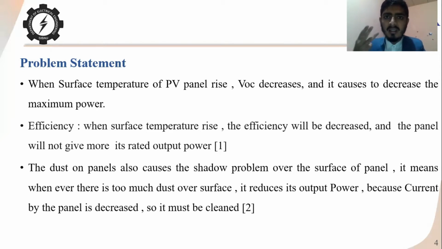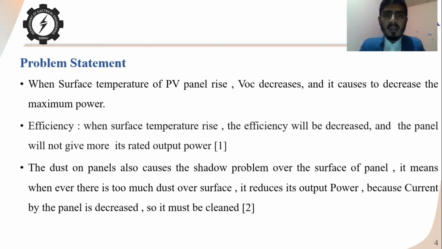Basically, there are three standard testing conditions of a PV panel. The first standard testing condition is that the PV panel should be inclined at 45 degrees. Secondly, the solar input power should be 1000 watts per meter square, which depends on the weather conditions. And the last STC of the PV panel is that its surface temperature should be 25 degrees centigrade.